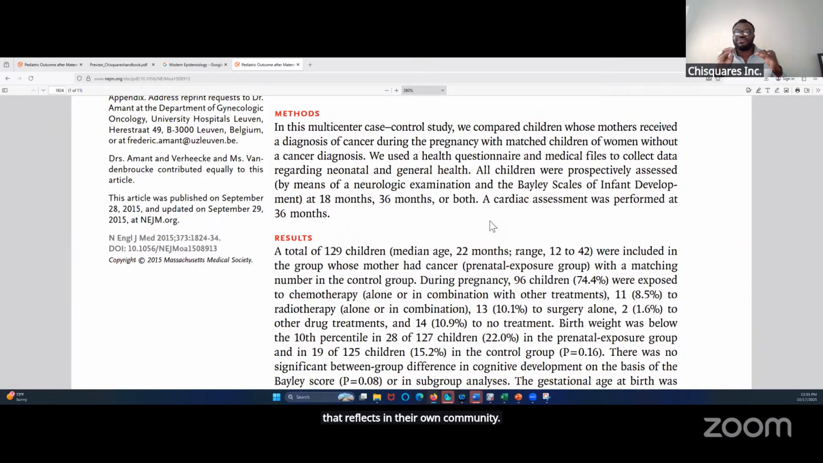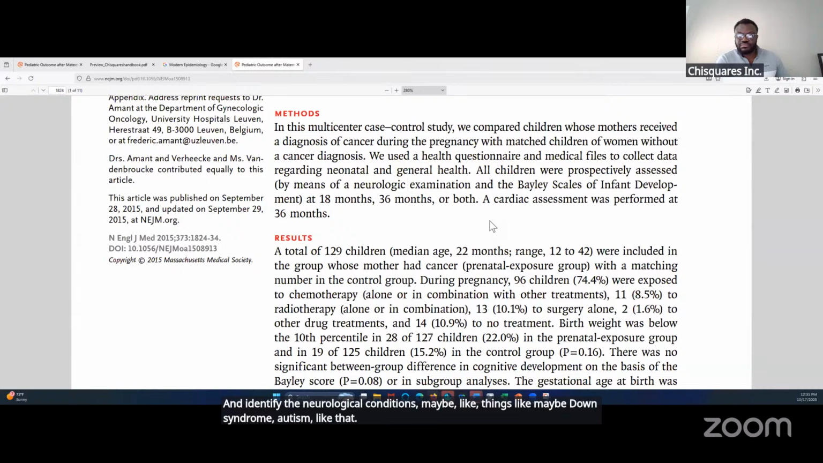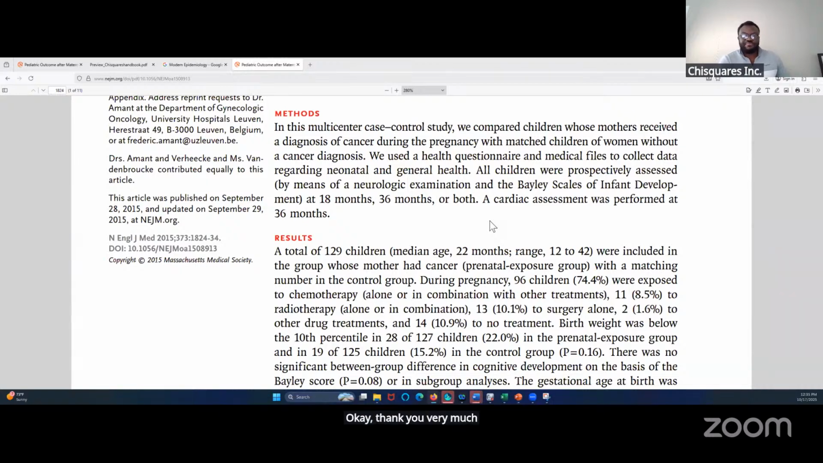Where will you go to find kids with neurological disease or impairments? I think I would go to a special needs school and identify the neurological conditions, maybe things like Down syndrome, autism, like that. Okay, thank you very much. Any other perspectives? Children clinic. Okay. Neurological children clinic. Okay, thank you very much.